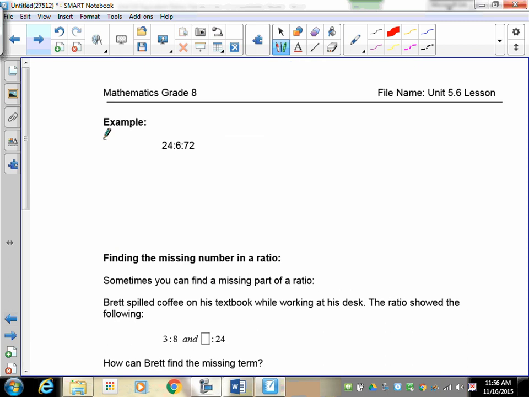Here's another one for you to do. 24 to 6 to 72. Pause the recording and do that one. All right. What goes into all of these? Well, if you know your multiplication tables very well, you'll notice that 24 is divisible by 6, 6 is divisible by 6, and 72 is also divisible by 6. So 24 divided by 6 is 4, 6 divided by 6 is 1, and 72 divided by 6 is 12.